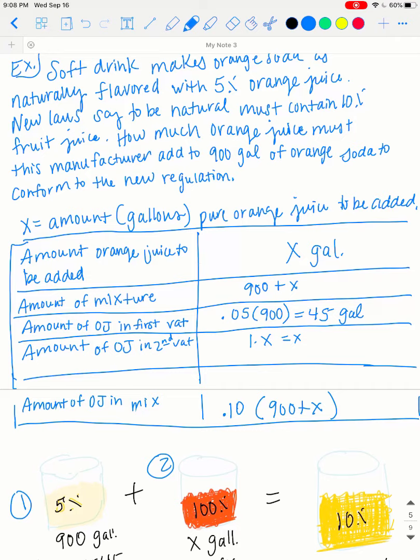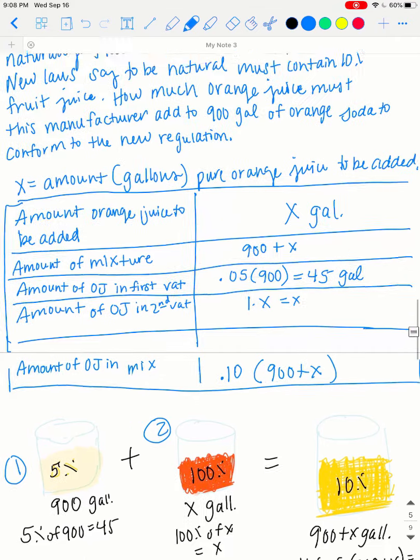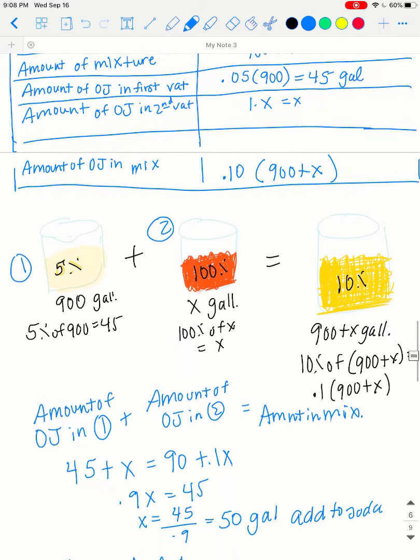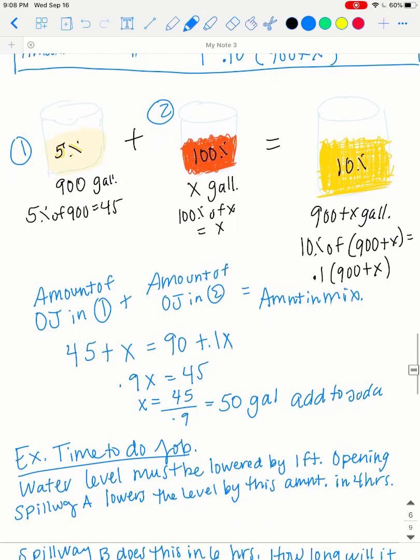So the amount of orange juice in the total mix is going to be 10% of 900 plus x. That's what we want it to be in the final mixture. So the 900 plus x is the gallons, and then the 10% is the amount of orange juice that we want in there. So here's a picture depicting what was in the table. It helps to draw out pictures.